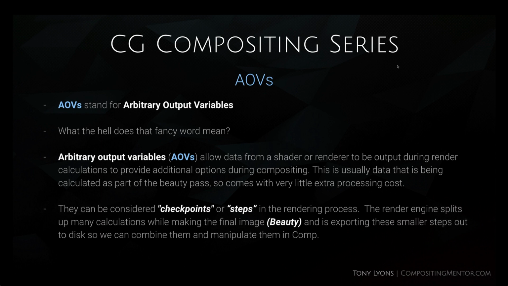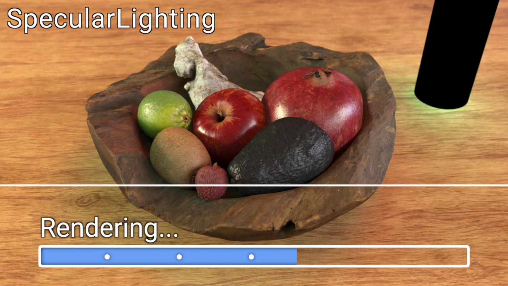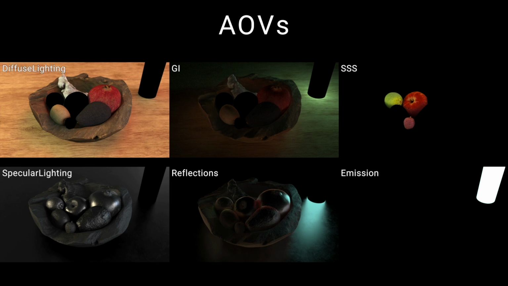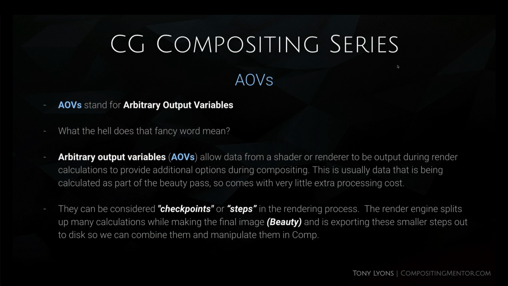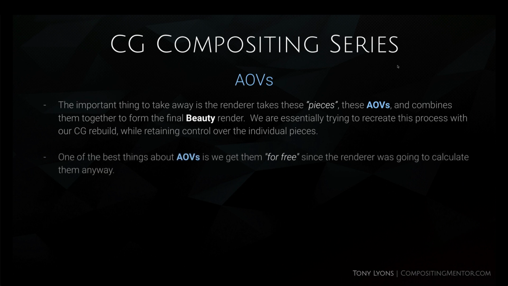They can be considered checkpoints or steps in the rendering process. The render engine splits up many calculations while making the final image, the beauty render, and is exporting these smaller steps out to disk so that we can combine them and then manipulate them in comp. The important thing to take away is that the renderer takes these pieces, these AOVs, and combines them together to form the final beauty render. And we are essentially trying to recreate this process with our CG rebuild, while retaining control over the individual pieces. One of the best things about AOVs is we get them for free, since the renderer was going to calculate them anyways.